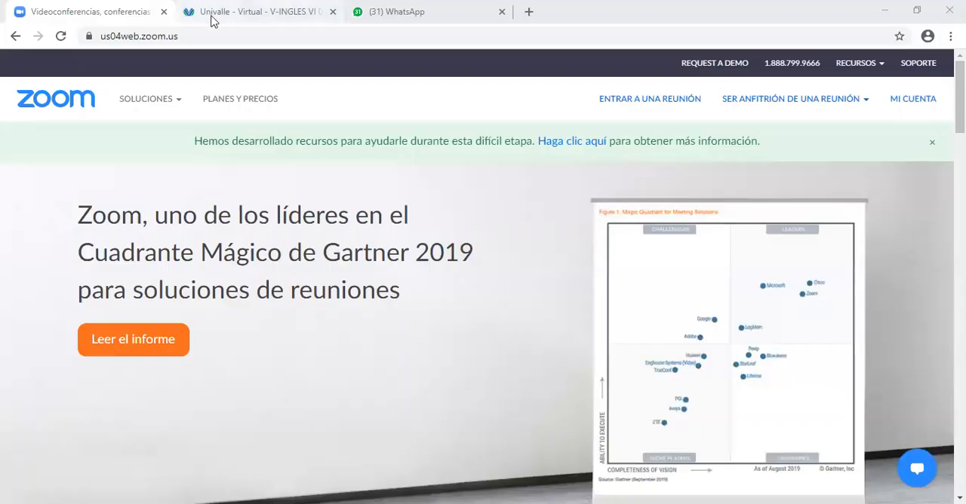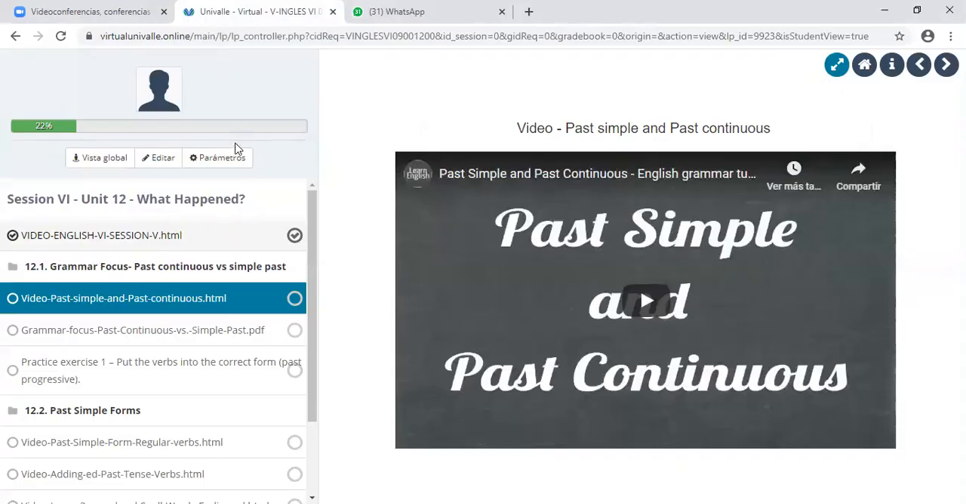And for today, we are going to be talking about Unit 12, what happened. And as in every single session, we are going to be focused on grammar. So we are going to be talking about past continuous versus simple past. In here, you have a video that explains in a very familiar and adaptable way for you to understand a little bit more clearly how to use past simple and past continuous.